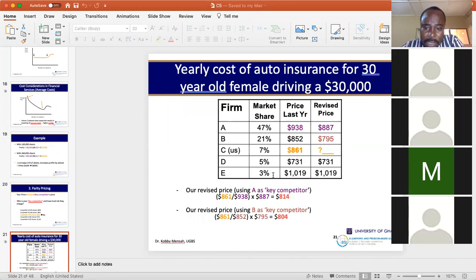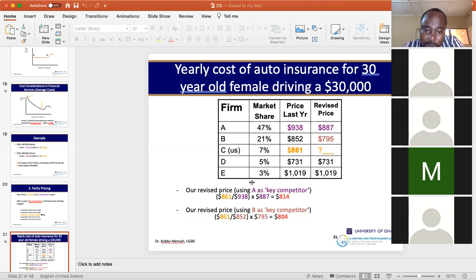So let's assume that we are looking at competitor, let me see, okay, let's go for competitor A as our key competitor. Competitor A's market share is 47%. Their pricing for last year was 838. Last year's, our pricing was what?